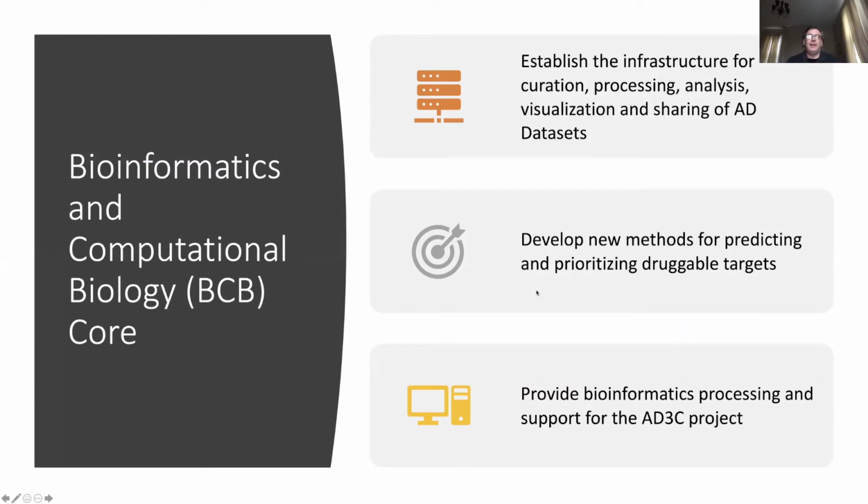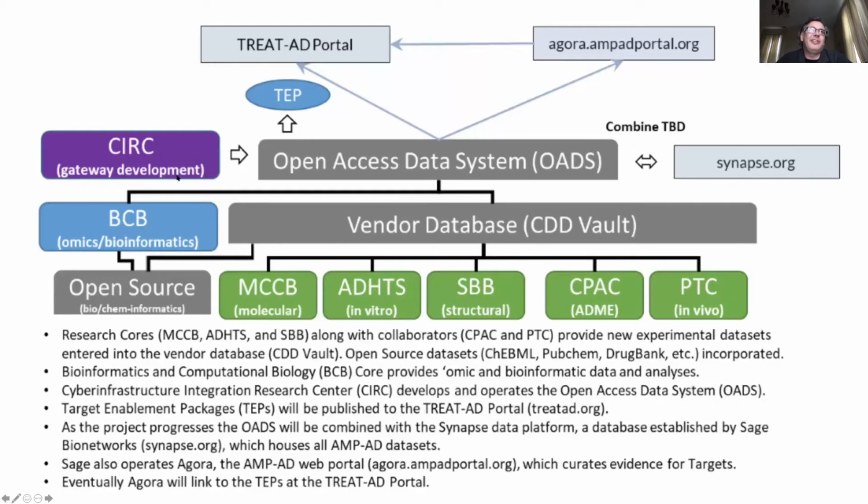And really, I'll go back to that picture. The CIRC is working here in the BCB area along with the Open Access Data System in developing that. And BCB is the Bioinformatics and Computational Biology core. There's stuff that is not necessarily done as the core research by the chemists and biologists and collaborative researchers, that is outside the traditional drug design or drug discovery process.